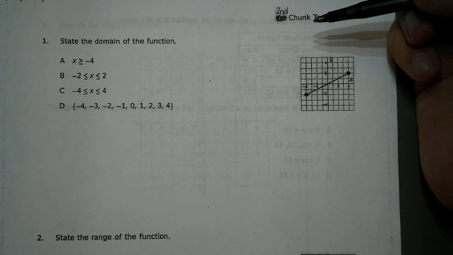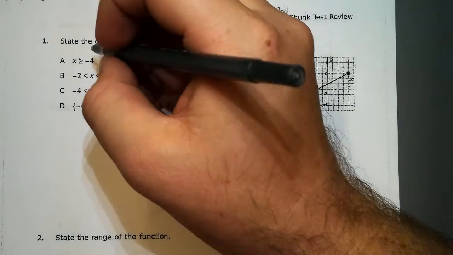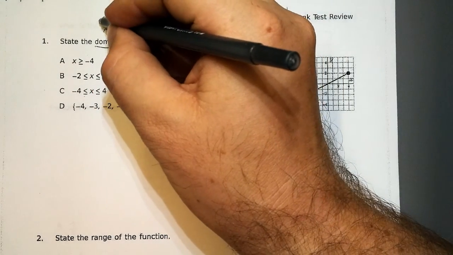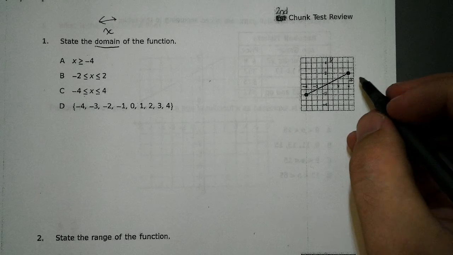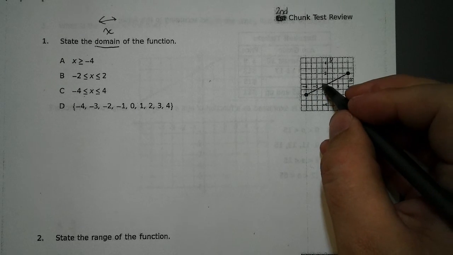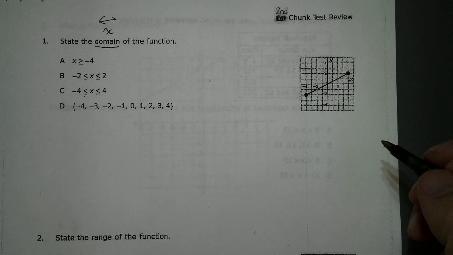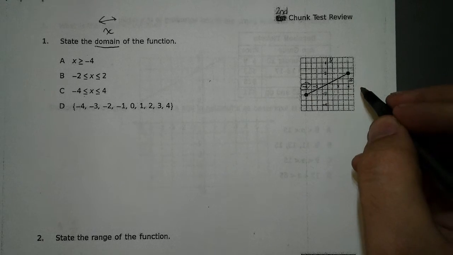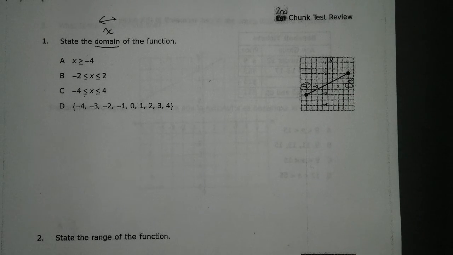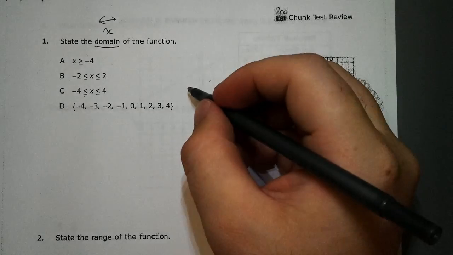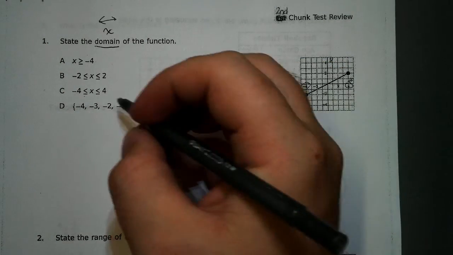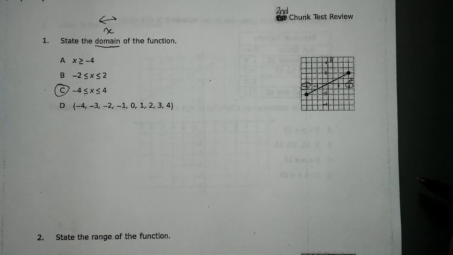Alright, question 1 says state the domain. Remember, domain means the x values, and x values go left and right. So I look on this graph, how far to the left does it go? Negative 1, 2, 3, 4. It goes to positive 1, 2, 3, 4. And it's got two stops, so there's going to be two symbols, and it goes from negative 4 to positive 4. So it's going to be answer C.